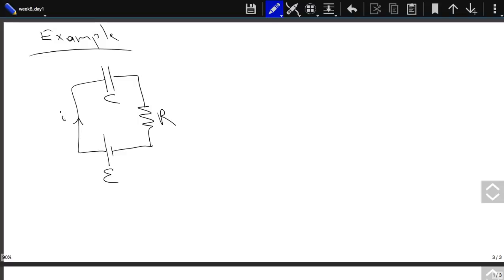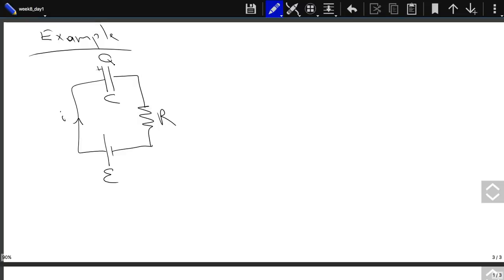We also need to decide what we mean by a positive charge of the capacitor. I will say that the capacitor is positively charged if the left plate is positively charged. Let's say the charge at a given instant is Q.